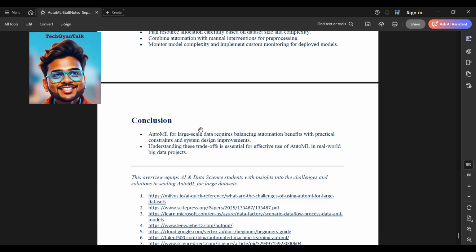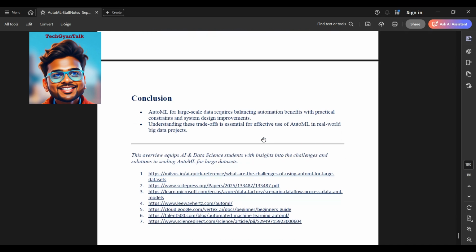And the conclusion is that AutoML for large scale data requires balancing automation benefits with practical constraints and system design improvements. Understanding these trade-offs is essential for effective use of AutoML in real-world big data projects. And that's all about handling large datasets in general.